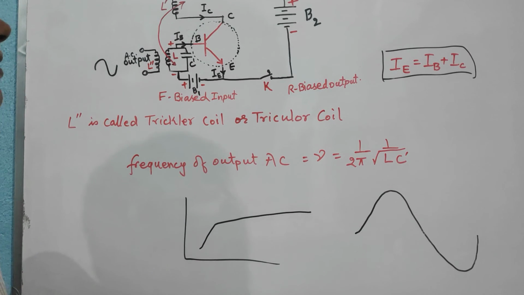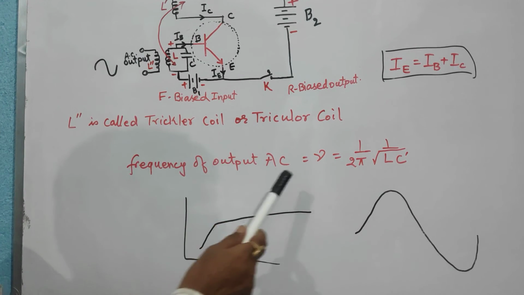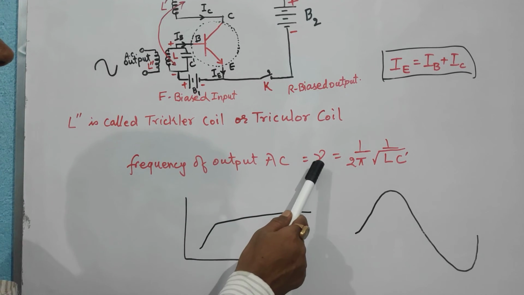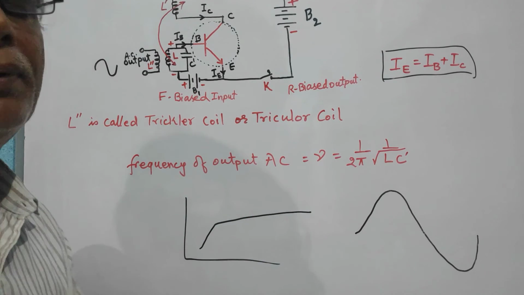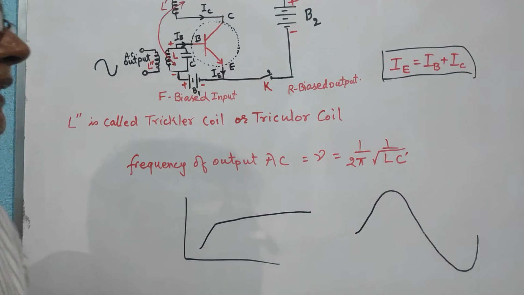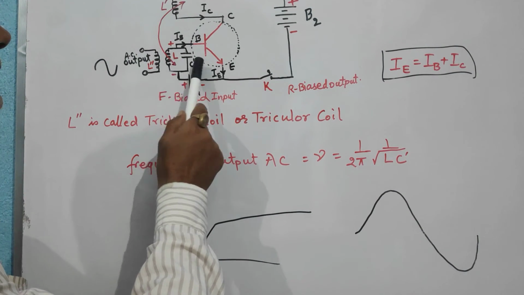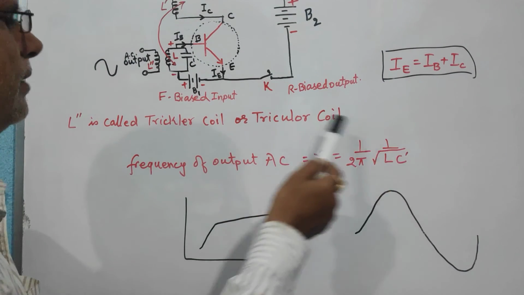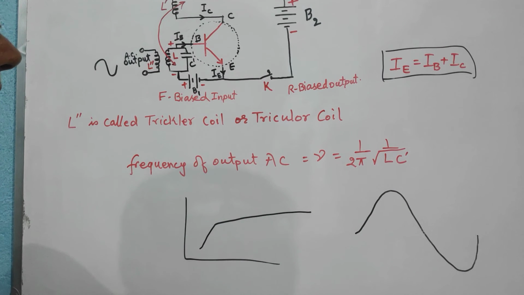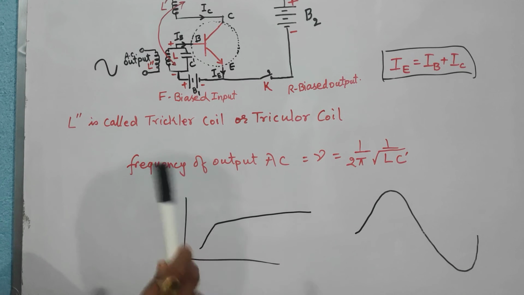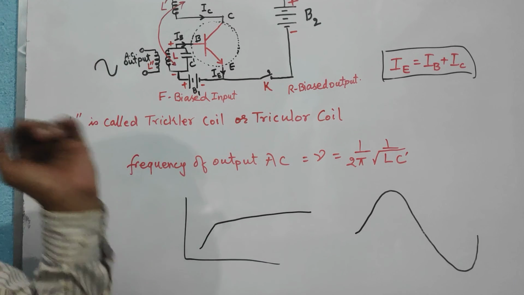The frequency of this AC voltage will be given by the relation nu is equal to 1 upon 2 pi, 1 upon under root LC. Here L and C, this is the resonant frequency of this oscillator, and that means we have converted a DC supply into an AC supply.